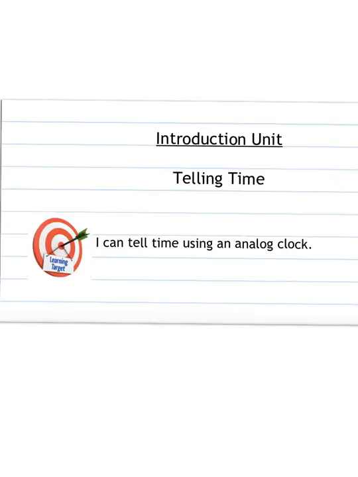Hello, sixth graders. We are looking at telling time today, and our learning target is I can tell time using an analog clock.